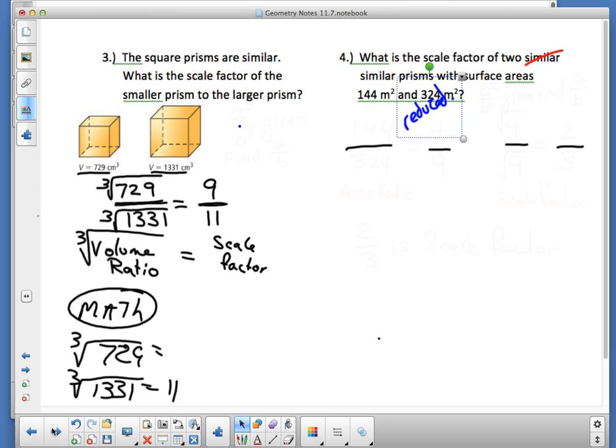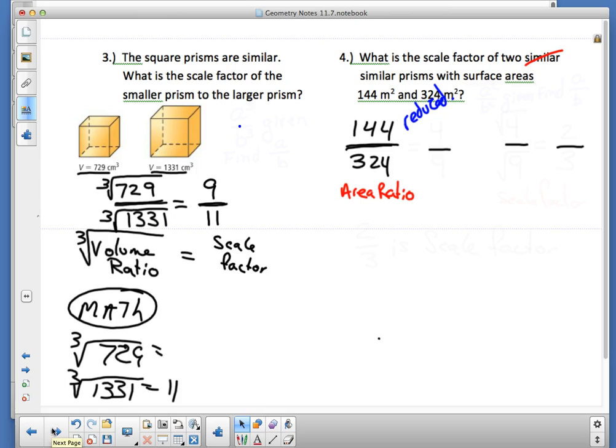Now, keep in mind, in problem 4, what is the scale factor of two similar prisms with surface areas 144 meters squared and 324 meters squared? First of all, I have an area ratio. I'm going to use fractions to reduce. They reduce to become 4/9. That is still an area ratio. So I take that area ratio and find its square root to find the scale factor. And that's 2 to 3.